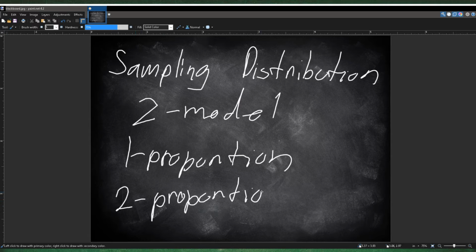We'll be covering this more in depth in chapter 2, where we'll cover both the 1 proportion and the 2 proportion, and explain how they differ and how to do the math.